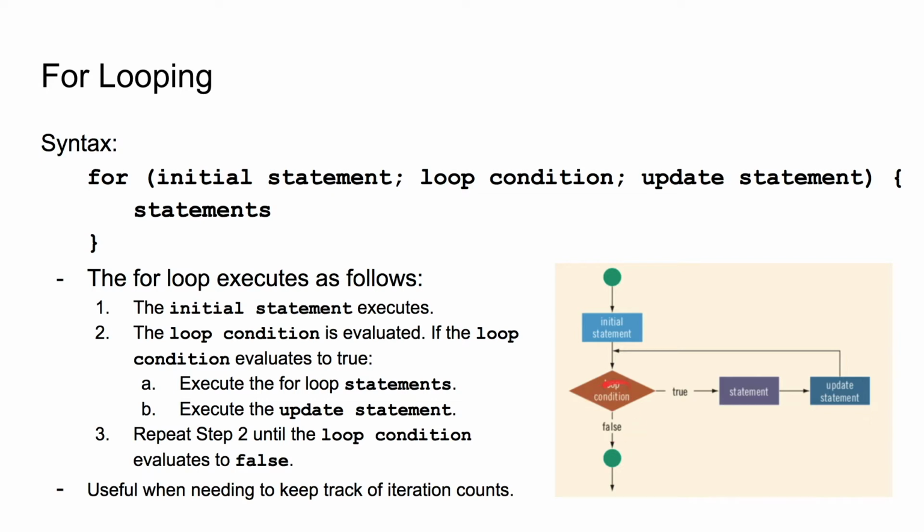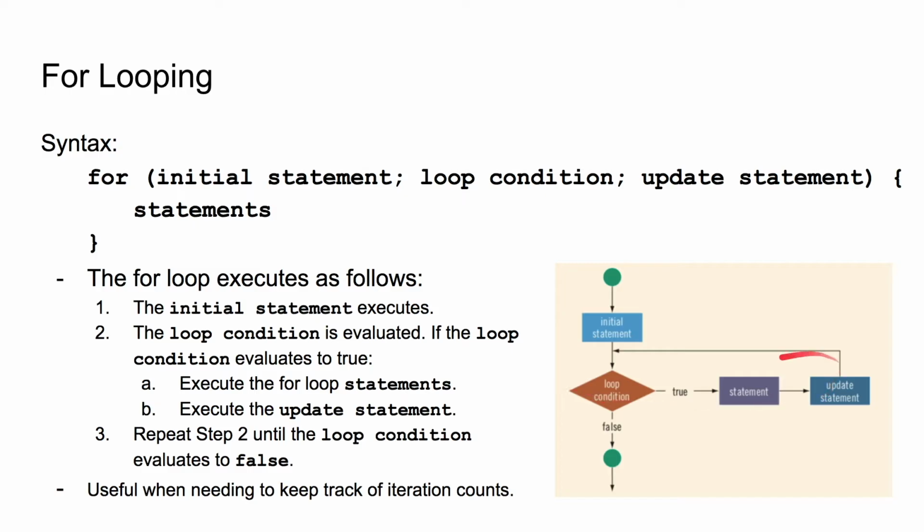If this loop condition evaluates to true, it is going to execute some set of statements, the statements inside of the brackets right here. And then after it executes those statements, it will hit the update statement, which will update the value that you are initializing in this initial statement. And it is also the value you will be checking in this loop condition. So it is a compact version of the counter-controlled while loop.